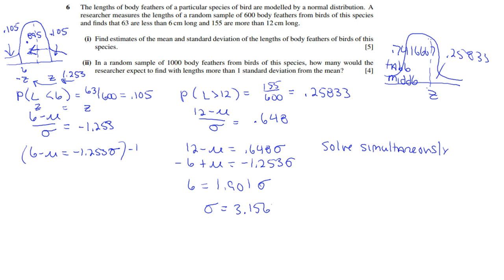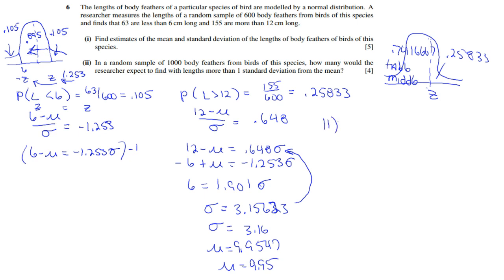And I take that standard deviation and I plug it back into one of the equations, making sure that I don't plug in the rounded one. And then I just solve for mu. And I find out that my mu is going to be 9.95. And that's all there is for that.